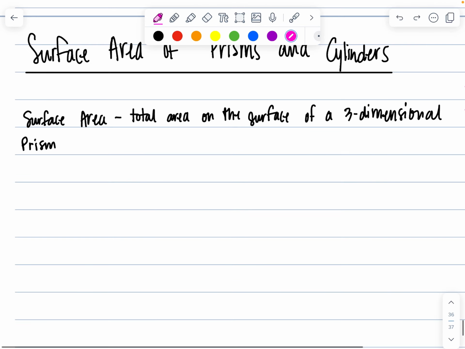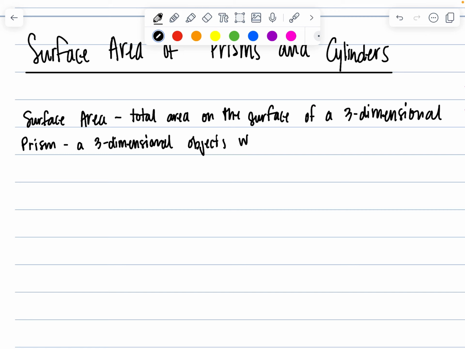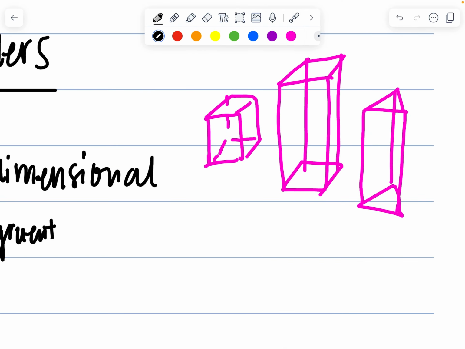Now, which brings the definition of a prism. A prism is a three-dimensional object whose bases are congruent, and let's leave it as simple as that for now. So if you notice, when we're talking about bases, I'm going to highlight the bases here. The top and the bottom are considered our bases.